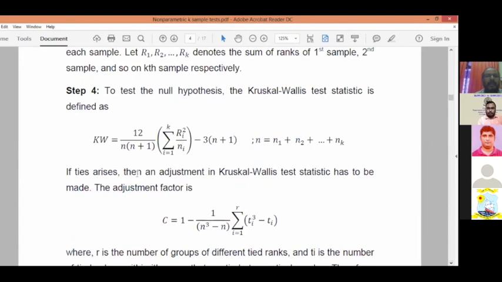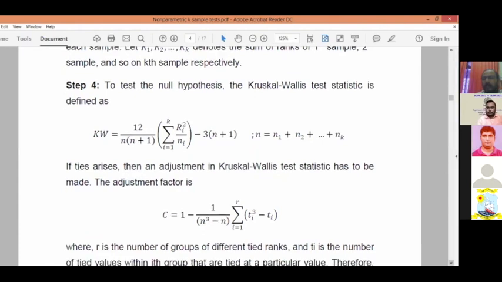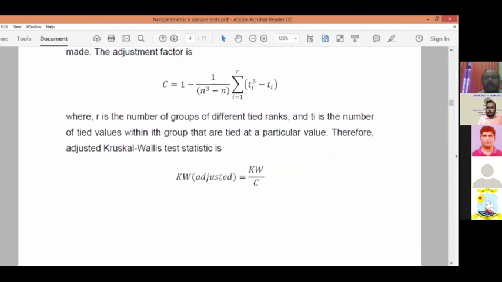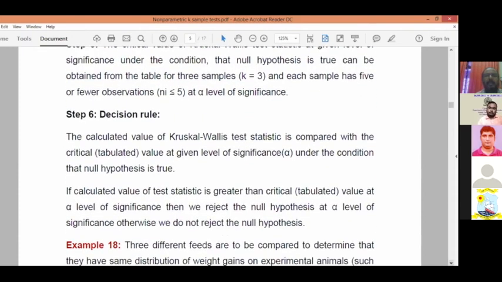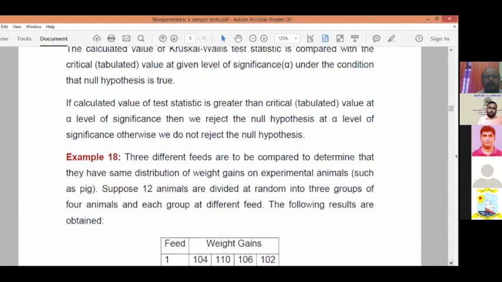The test statistic is defined here, KW, Kruskal-Wallis. We require the rank values here. Ri is the rank sum for the ith sample, and Ni is the number of observations for the ith sample. So this sum we require for all K samples. In case ties arise, we have to use the adjustment factor C. Finally, the test statistic, called KW adjusted, is the ratio KW by C. Then we compare it with the table value from the given table.